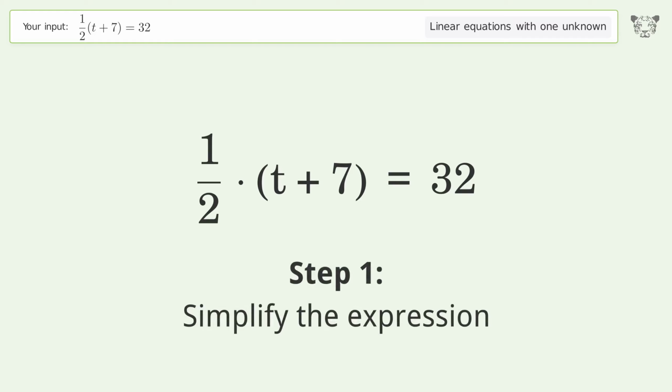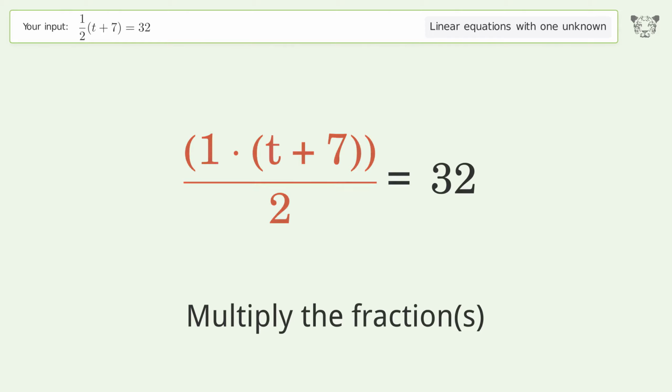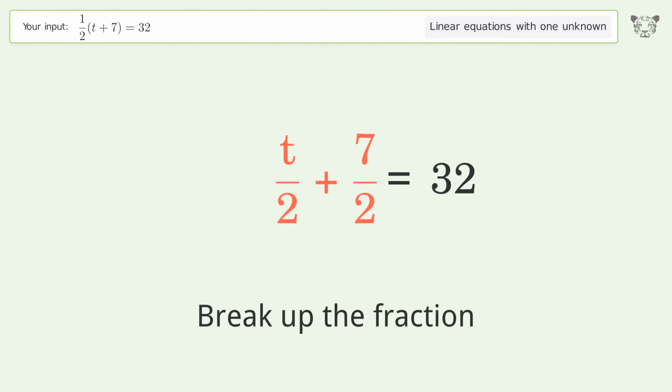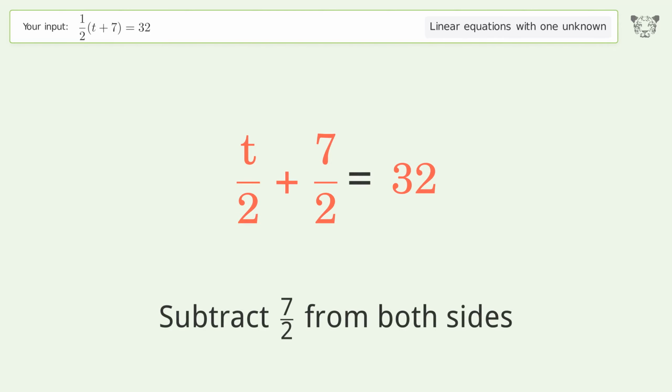Simplify the expression. Multiply the fractions. Break up the fraction. Group all constants on the right side of the equation. Subtract 7/2 from both sides.